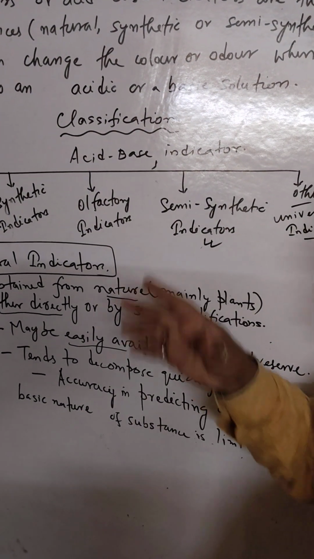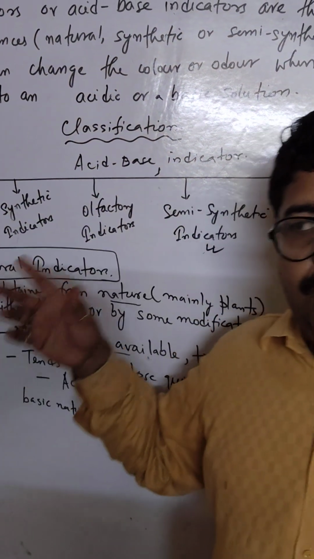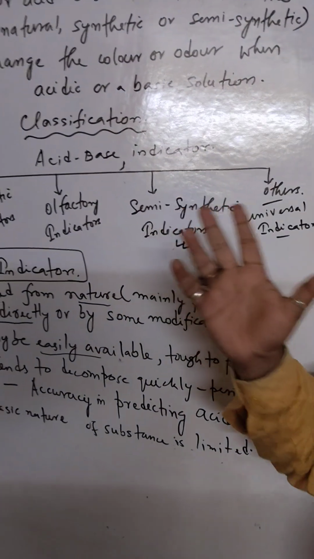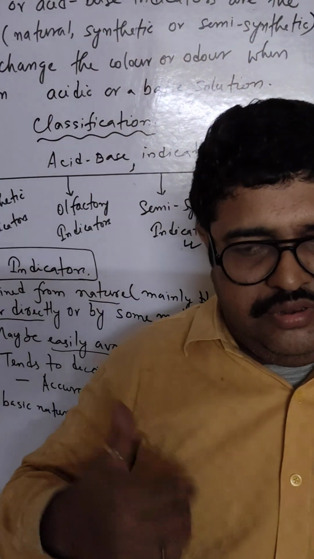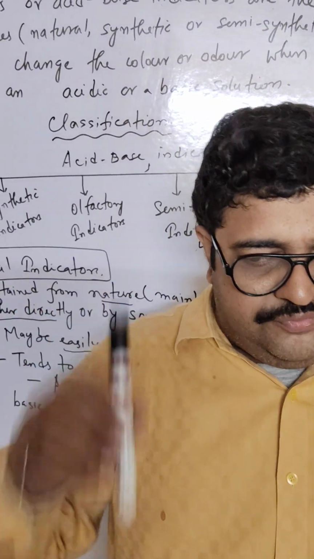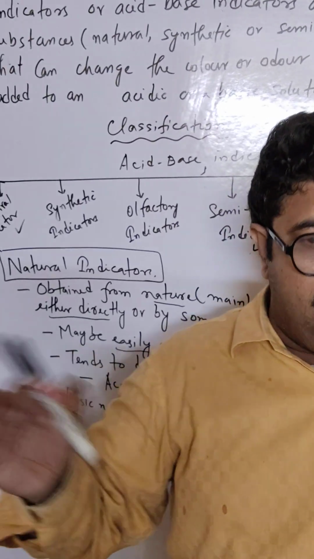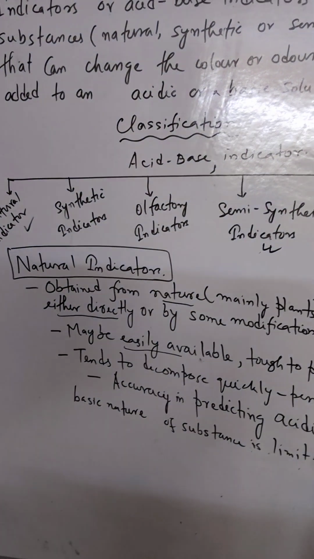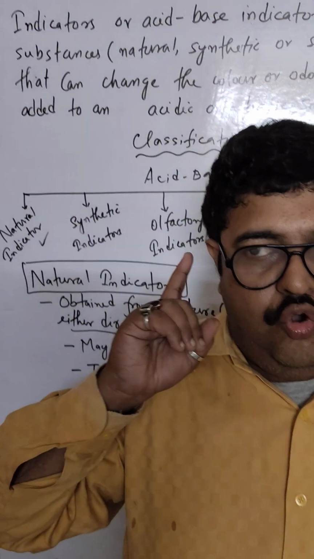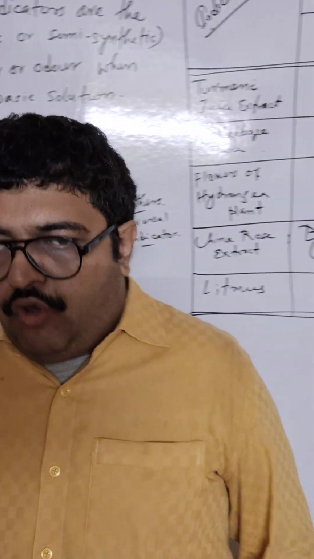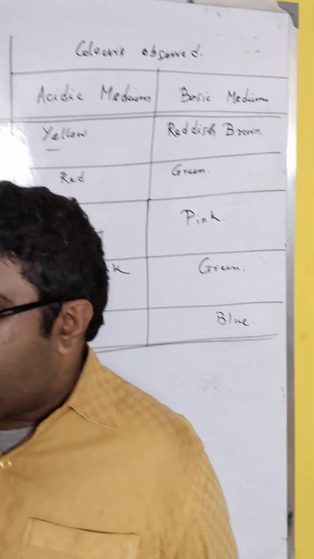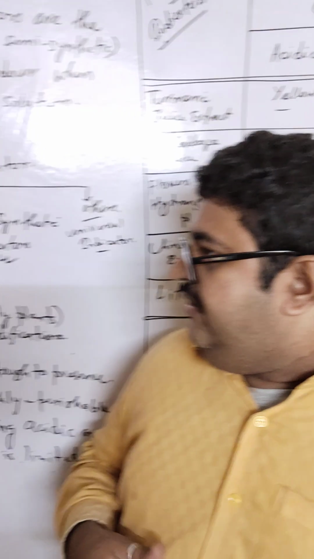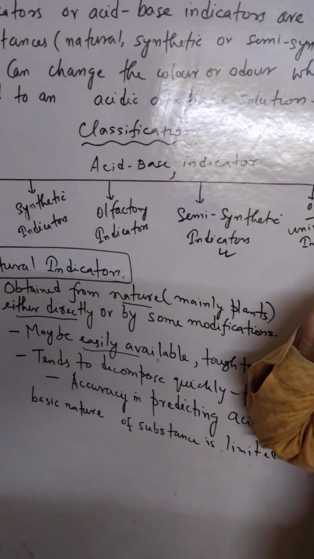Actually, you can detect a substance by using an olfactory indicator. The indicator will change its smell to make you understand whether a substance is an acidic substance or a basic substance. I quote some examples. You can take, for example, onion juice extract, clove oil, and also the extract from vanilla beans as some of the examples of olfactory indicators.